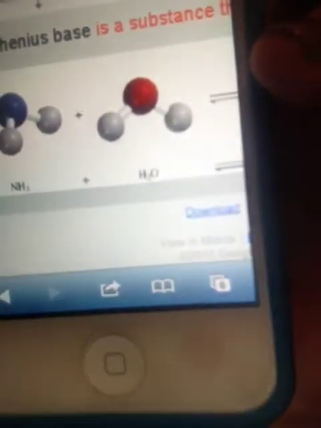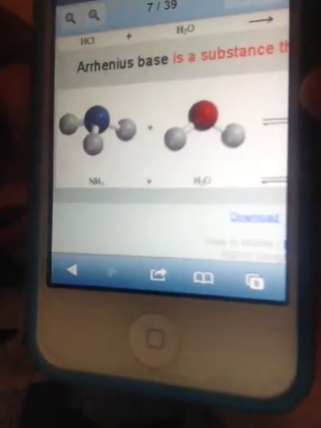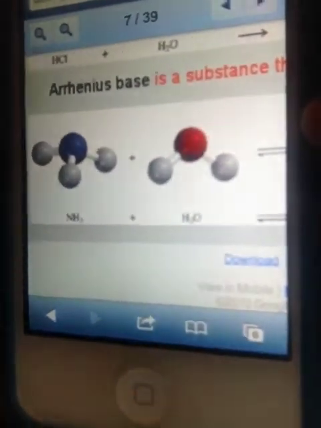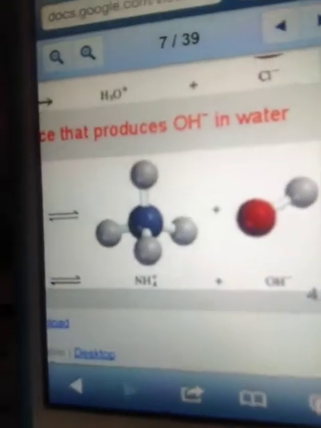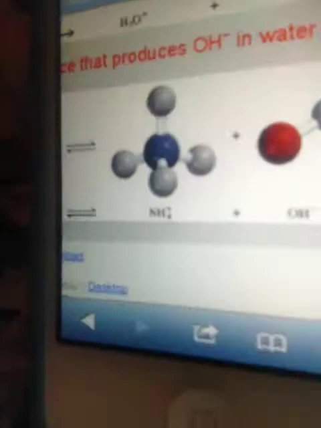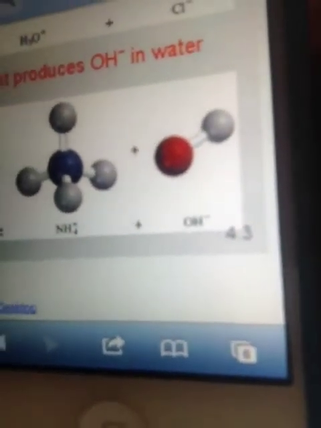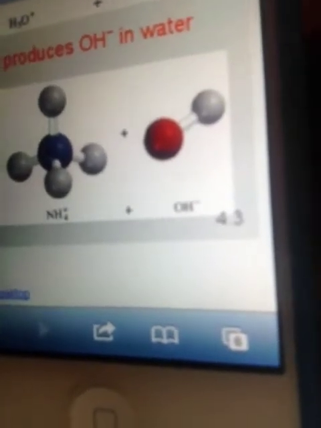Now the Arrhenius base is a substance that produces OH negative in water. Now, this one is NH3 plus H2O. Okay? So, this one, NH3 has 3 hydrogens, obviously, and H2O has 2. But then it's going to equal NH4 plus and OH negative. Does that make sense? Because the base is trying to get to OH, and so it always is going to need an H in there. So it's going to get rid of as many H's as it can to have one H. Where in acid, it's going to try and get rid of all of its H's.